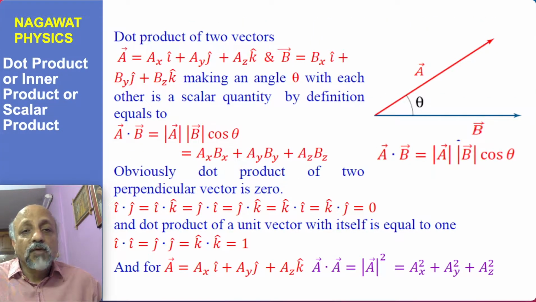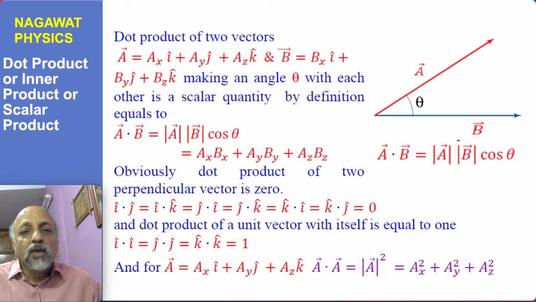Today we continue with the discussion on vectors. So far we have defined addition, and subtraction is achieved in terms of addition with negative vector, and another operation called scalar multiplication, in which a vector is multiplied by a scalar quantity.